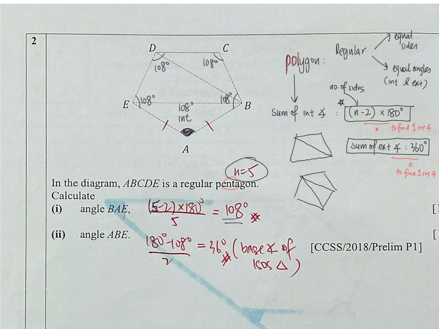Okay, next I want to find ABE. This one only. And you know it's a regular polygon, so it means all the sides are equal length. So straight away you know this triangle is a bit special. What triangle is this? Isosceles. So you can use 180, take away the 108, and then you half it. So this is 36 degrees because of isosceles triangles.